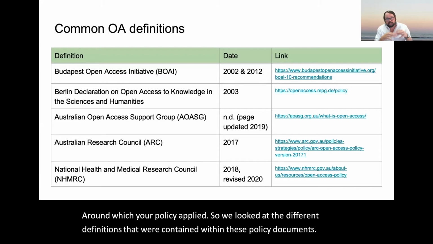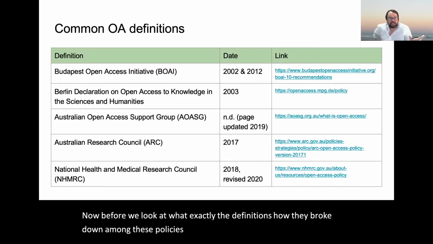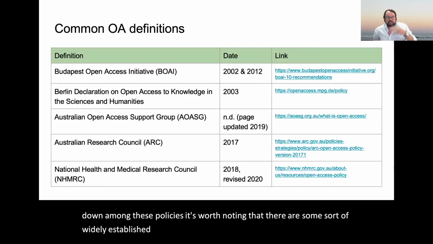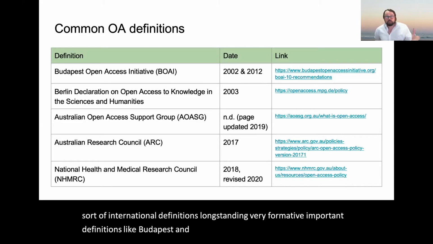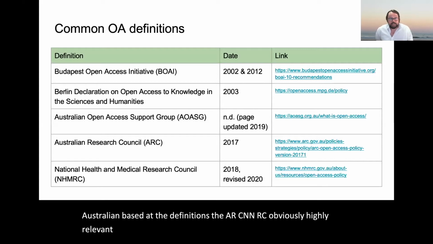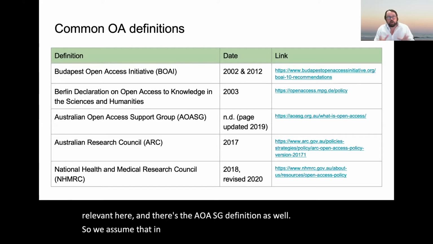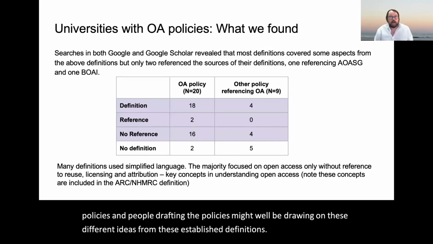Before we look at how the definitions broke down among these policies, it's worth noting that there are some widely established common OA definitions. There are international definitions, long-standing, very formative, important definitions like Budapest and the Berlin Declaration. There's also a series of Australian-based definitions. The ARC and NHMRC are obviously highly relevant here, and there's the AOASG definition as well. So we assumed that in developing the definitions for these policies, people drafting the policies might well be drawing on these established definitions. And in fact, that's what we found.